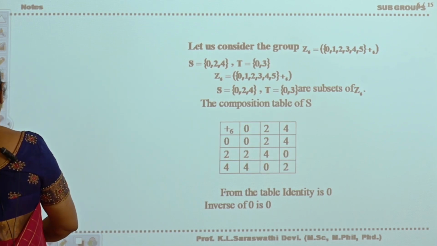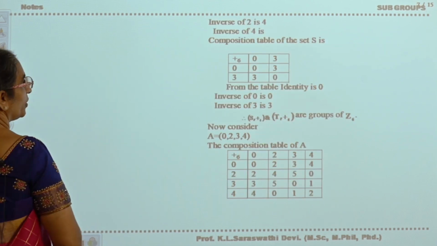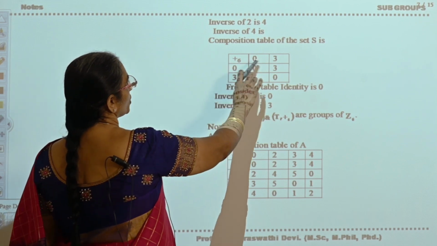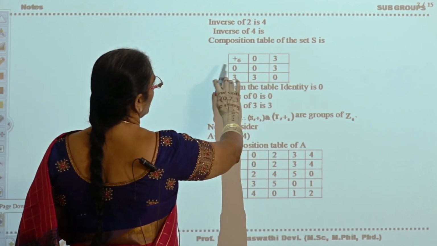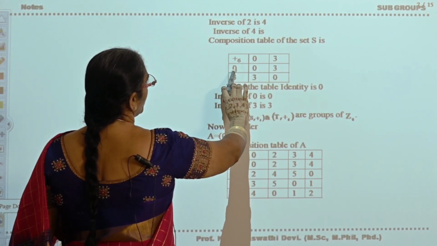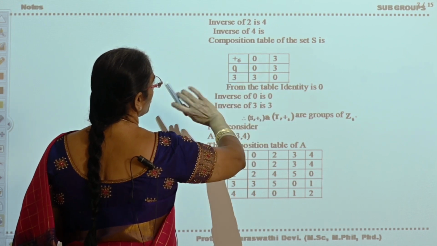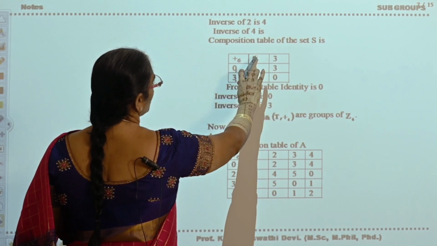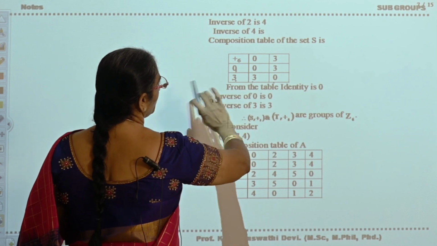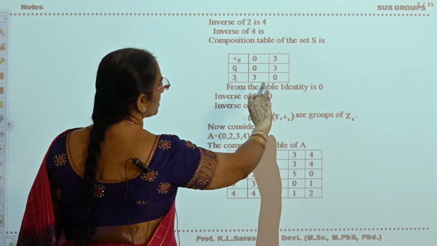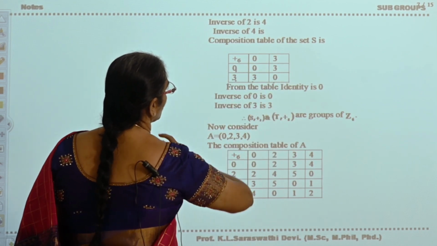Now, see T also, the composition table for T. 0, 3. Addition modulo 6: 0 plus 0 is 0, 0 plus 3 is 3, 3 plus 0 is 3, and 3 plus 3 is 6, divided by 6 the remainder is 0. So, this is the composition table.